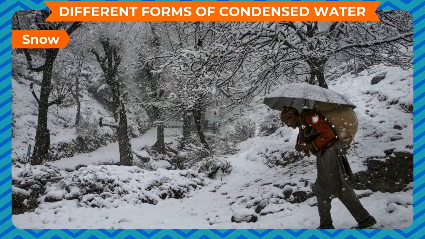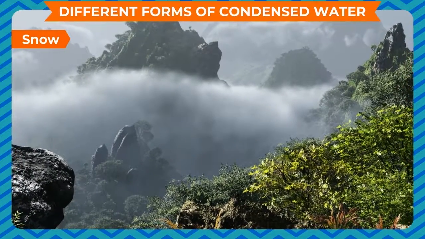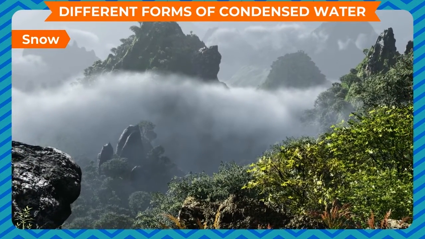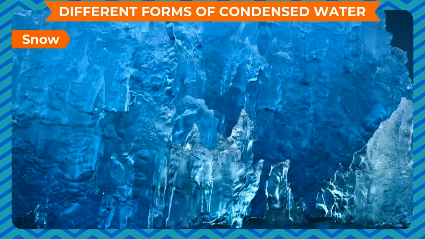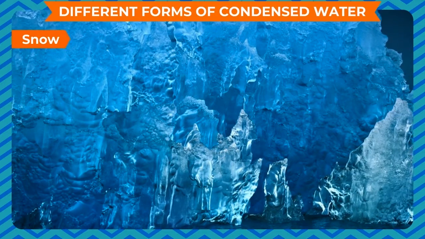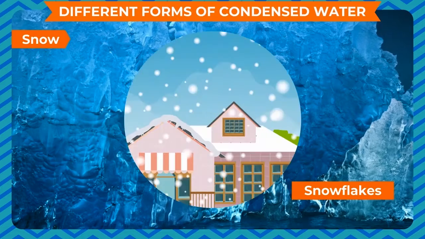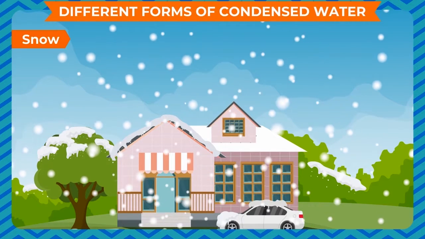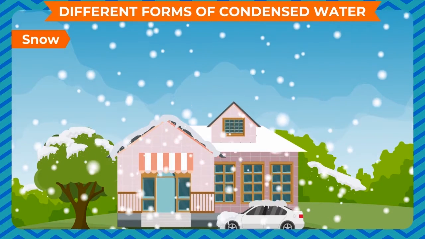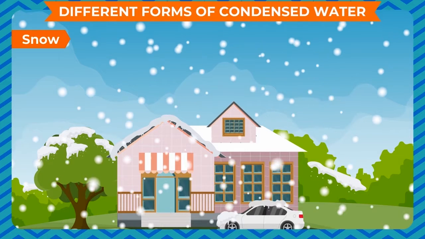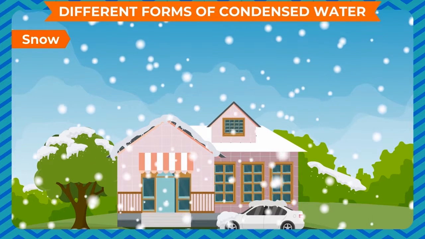Snow. When water vapor present in the air suddenly cools, it freezes into crystals of ice called snowflakes. These snowflakes fall on the earth as snow, and we call it snowfall. It occurs in very cold places.